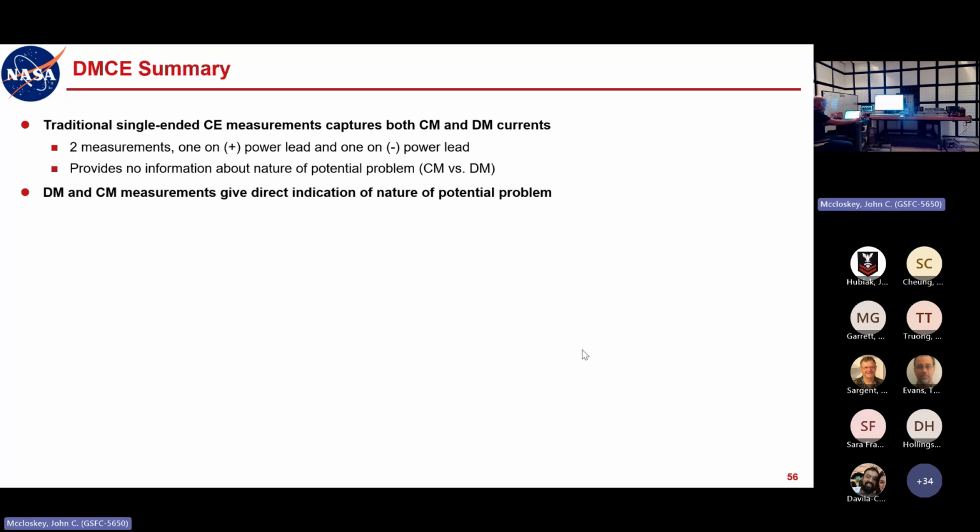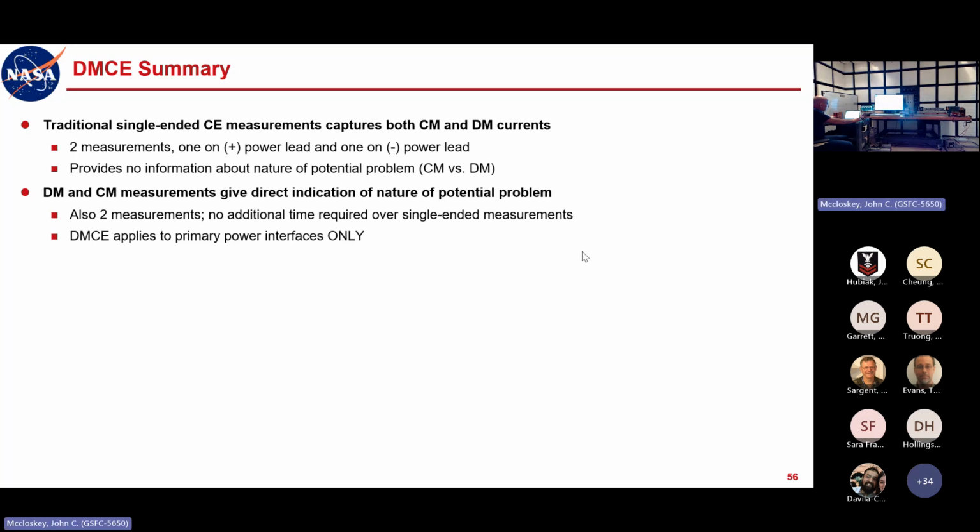If you make differential mode and common mode measurements directly, that tells you directly what kind of problem you're dealing with and gets you much closer to diagnosing and solving the problem. That's also two measurements, so it's no additional time over the single-ended measurements, and I would argue probably less time, because if you have an exceedance and you need to start troubleshooting, you're going to be making these measurements anyway. So just do them from the get-go.